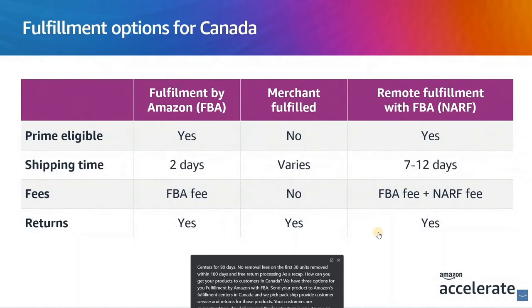Or merchant fulfilled, allows you to manage and ship your own inventory. Or remote fulfillment by FBA. Products are delivered in 7 to 12 days to Canada from the US FBA centers. The NARF fee is rolled into the listing price automatically, ensuring you maintain healthy margins.